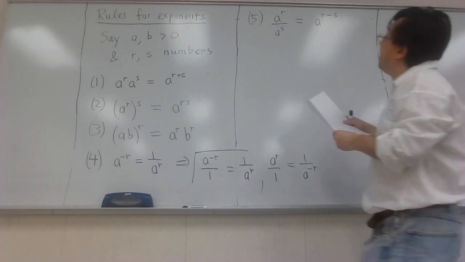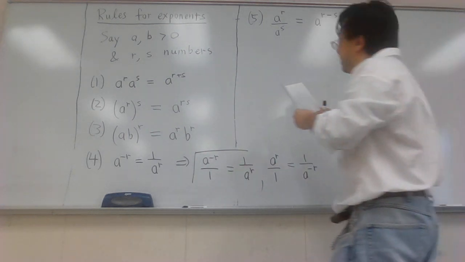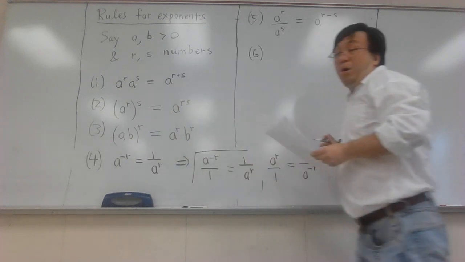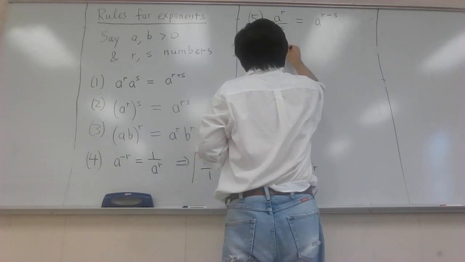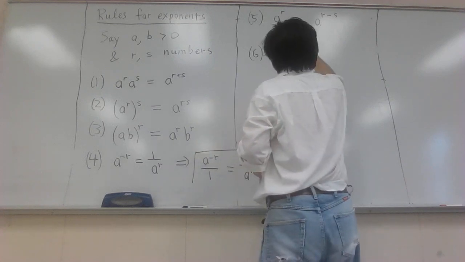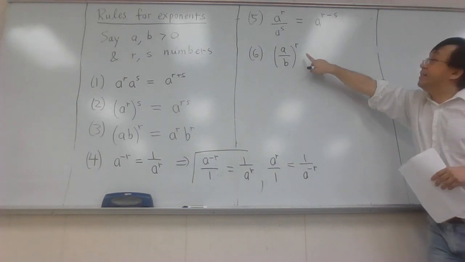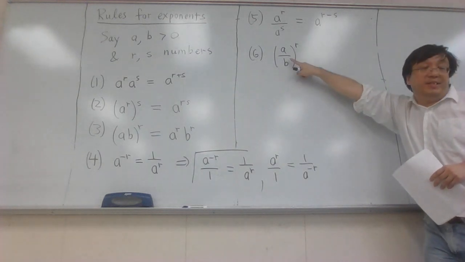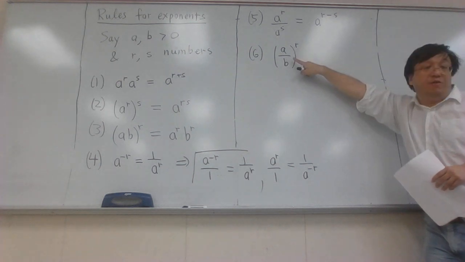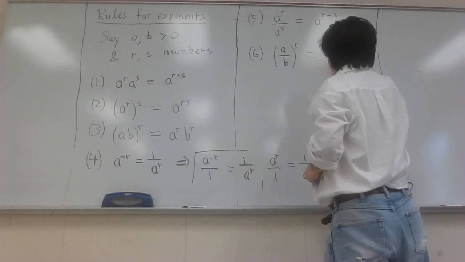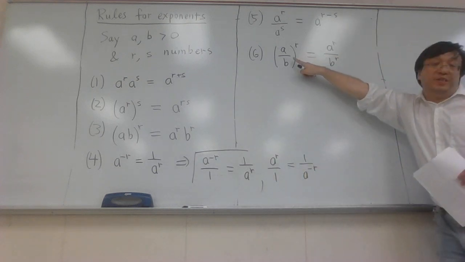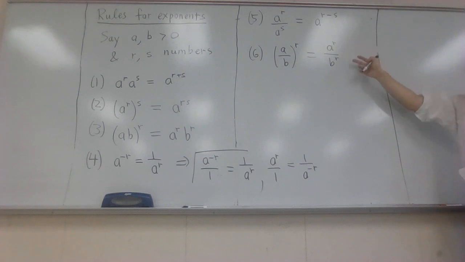Rule number 6 says that you can distribute exponentiation over division. So if you have a divided by b, and you take it to the power of r, then you can distribute this exponentiation over this division. So this is the same as a to the power of r over b to the power of r.